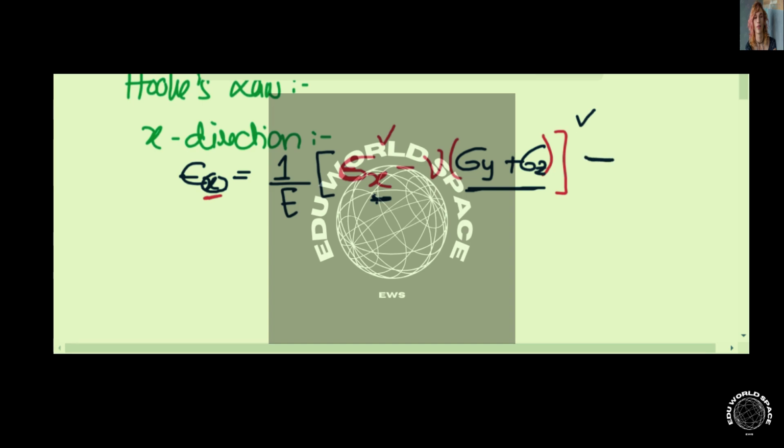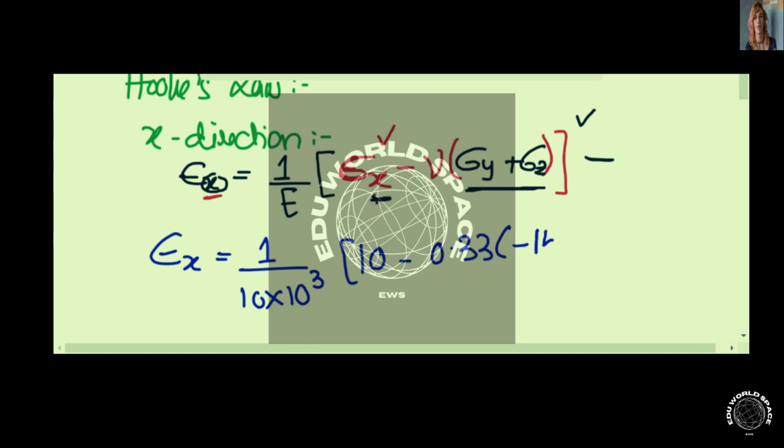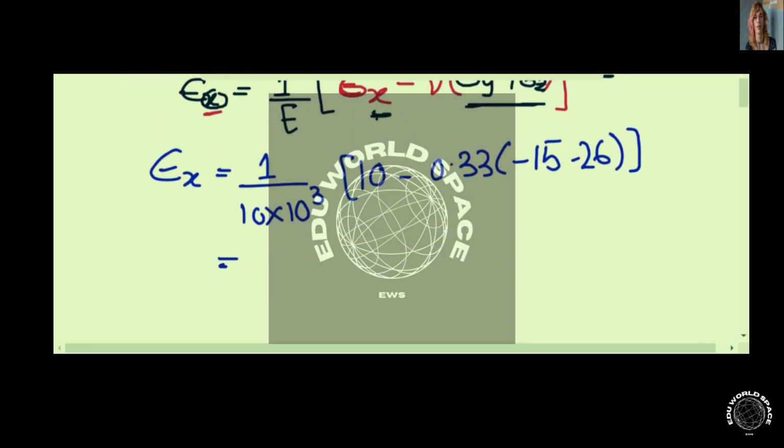So now we have this equation, we just need to plug in the values. Epsilon sub x is equal to 1 divided by 10 into 10 raised to power 3, the stress for the x direction is positive 10, negative 0.33, parenthesis starts, negative 15, negative 26, parenthesis closes, square bracket closes. When you calculate it, you'll get 0.002353, that is approximately equal to 2.35 into 10 raised to power negative 3. This is the solution for the x direction.